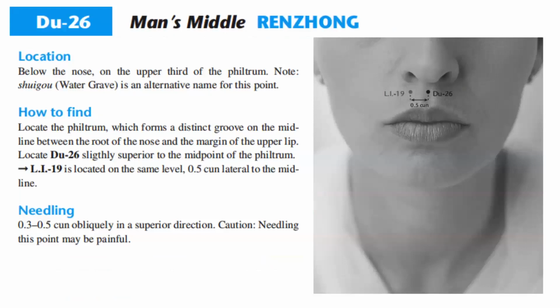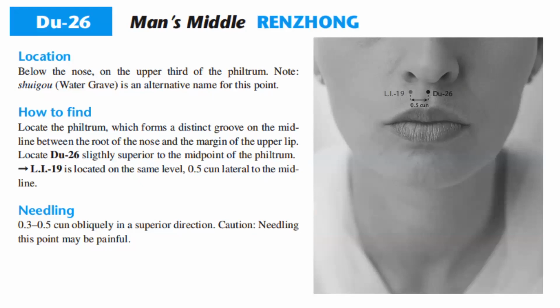DU26 is located below the nose on the upper third of the philtrum. Note, water ditch is an alternative name for this point. How to find DU26? Locate the philtrum, which forms a distinct groove on the midline between the root of the nose and the margin of the upper lip. Locate DU26 slightly superior to the midpoint of the philtrum.